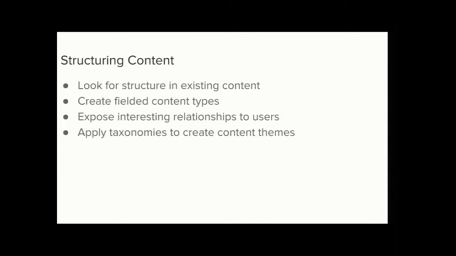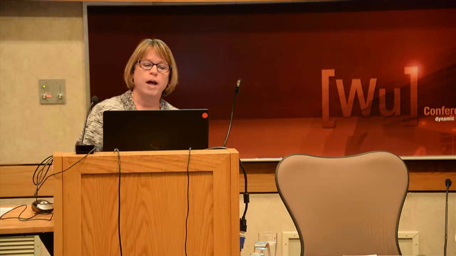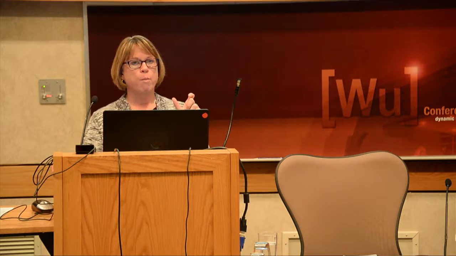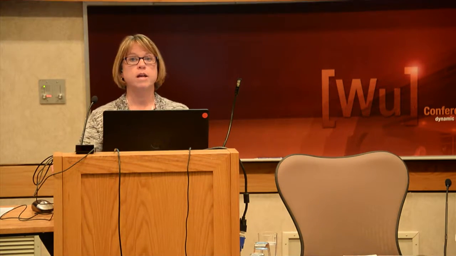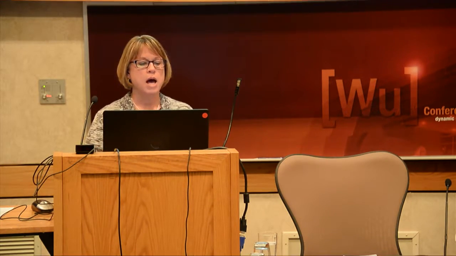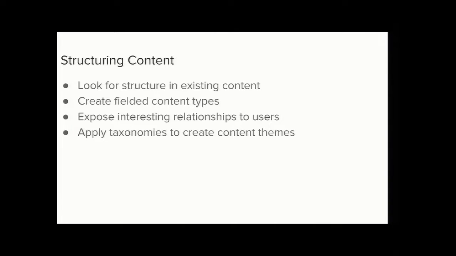thing. So what we do is we look for structure in existing content, and then we create fielded content types around that. And sometimes that means assembling additional content in fields that we don't have in a consistent way before. And then we try to expose interesting relationships to our users and apply taxonomies. And this is the part that I think a lot of us are accustomed to doing, fielded content types, but learning to use taxonomies in cool ways is a lot of fun, and it's worth it to dig into that. And we do that to create these content themes that go across our entire site.